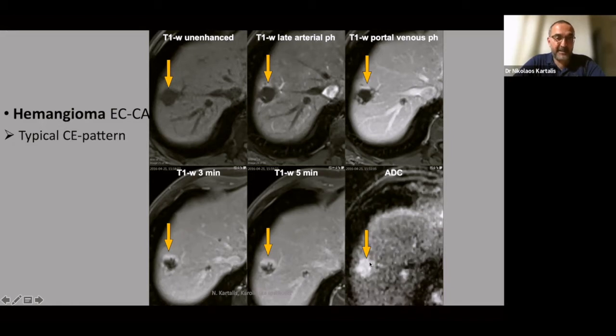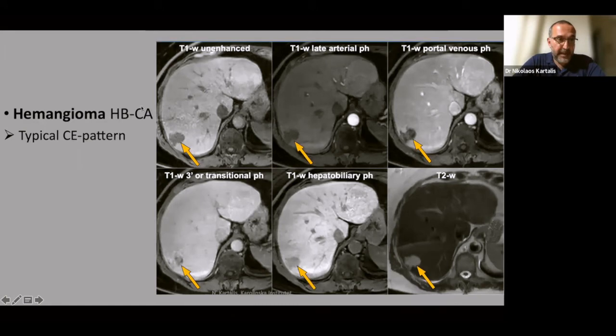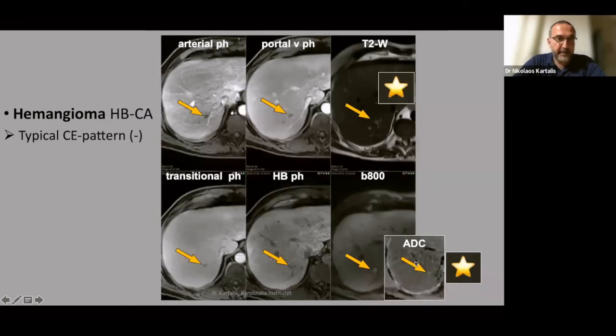Okay, extracellular contrast agents. Sometimes we're lucky enough with the hepatobiliary contrast agents to have again discontinuous peripheral nodular enhancement with progressive fill-in, and again high signal on T2. However, if we are unlucky and we don't have the typical enhancement pattern, as in patient case number 2, we can still use the T2 weighted images, the B800, and the ADC map showing no signs of impeded diffusion.